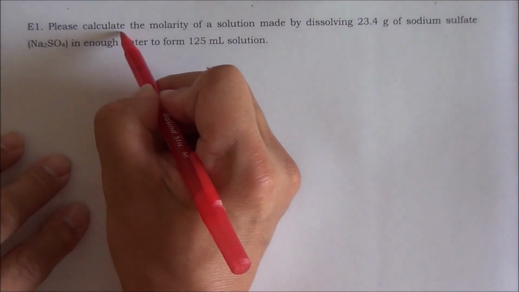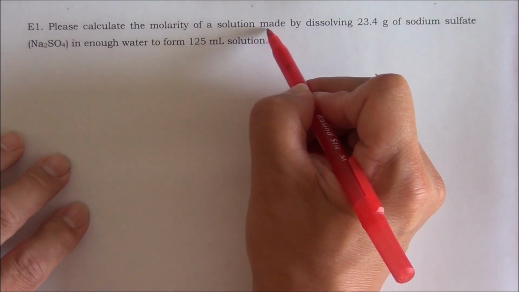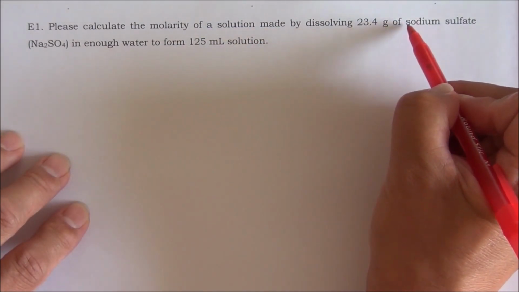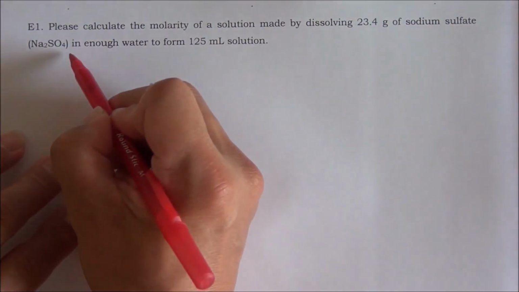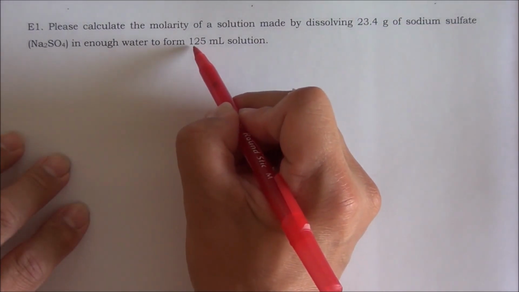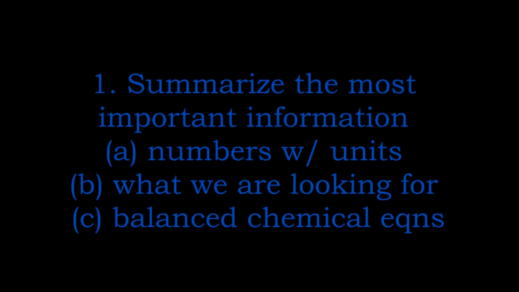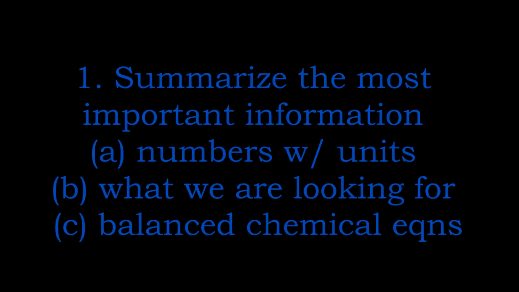Example 1. Please calculate the molarity of a solution made by dissolving 23.4 grams of sodium sulfate in enough water to form a 125 milliliter solution. The first step is always to summarize the most important information.